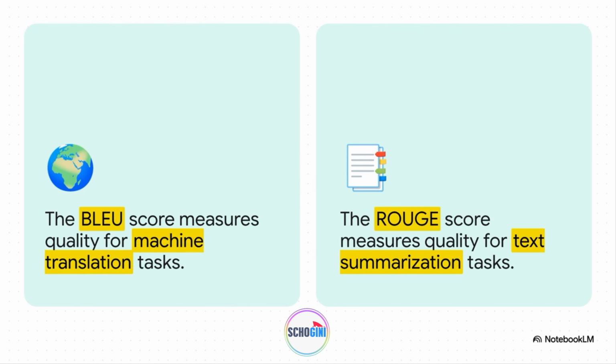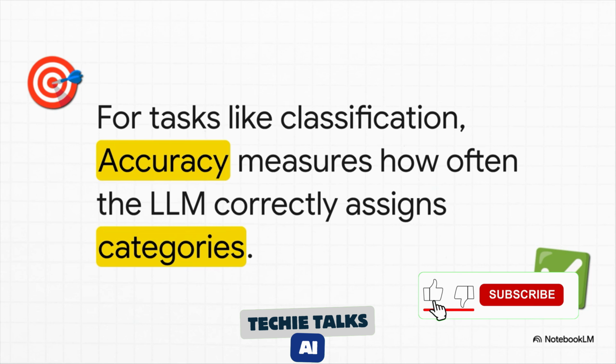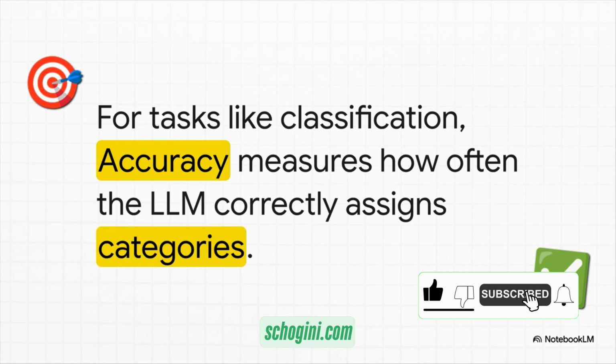But what about really specific jobs? Well, for that, you got to pull out the specialized tools. And that's where you see scores like BLEU and ROUGE. They actually work in a pretty similar way. They both compare what the AI spits out to a gold standard text written by a human. The main difference? BLEU is the go-to for machine translation, while ROUGE is the champ for checking how well an AI summarizes text.